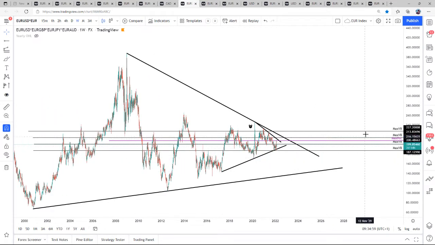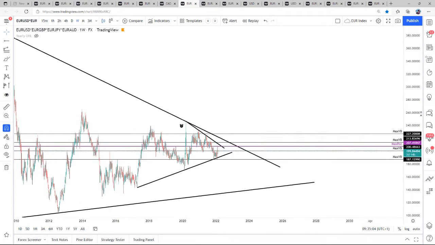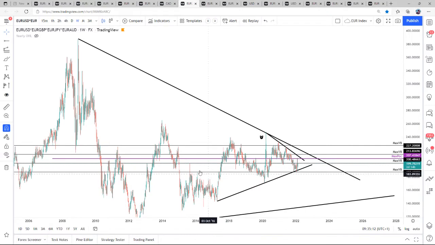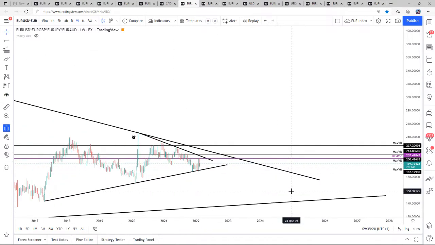What else we have is those max volume blocks that I have drawn here and the max POC. So it's very interesting to look at them because we see how strong they are even on the very long term, 10 years ago or whatever. So that's the first thing.